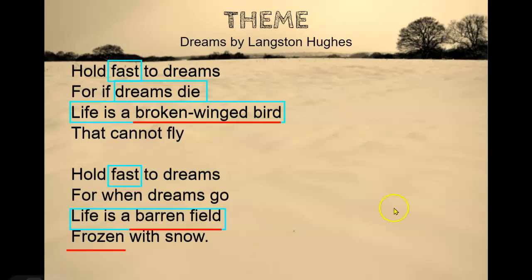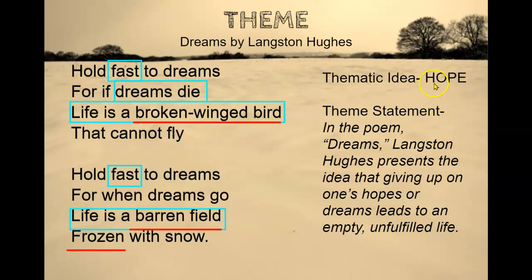Finally, we'll look at the thematic idea of this poem. So we said that our topic or a thematic idea is hope. And in this poem, a thematic statement could be, in the poem Dreams, Langston Hughes presents the idea that giving up on one's hopes or dreams leads to an empty, unfulfilled life. Obviously, we can write more about that using the evidence that we found earlier to support and explain why this thematic statement is found in the poem.